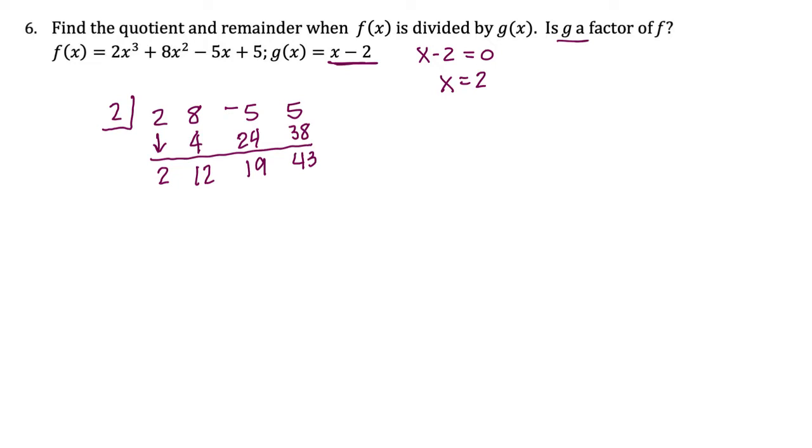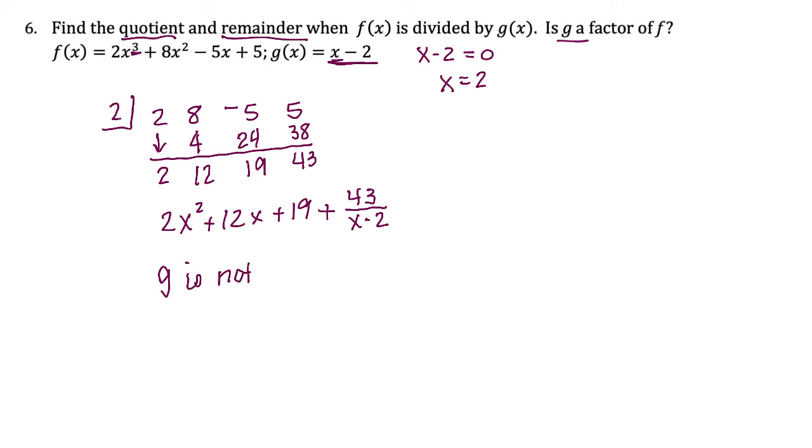So let's see what we have left over, because it does tell us to find the quotient and the remainder. So we were at x cubed, we divided out an x, so we're at x squared. So this is going to be 2x squared plus 12x plus 19 plus our remainder, so 43 over what we were dividing by, which is x minus 2. And then is g a factor? We're going to write g is not a factor.